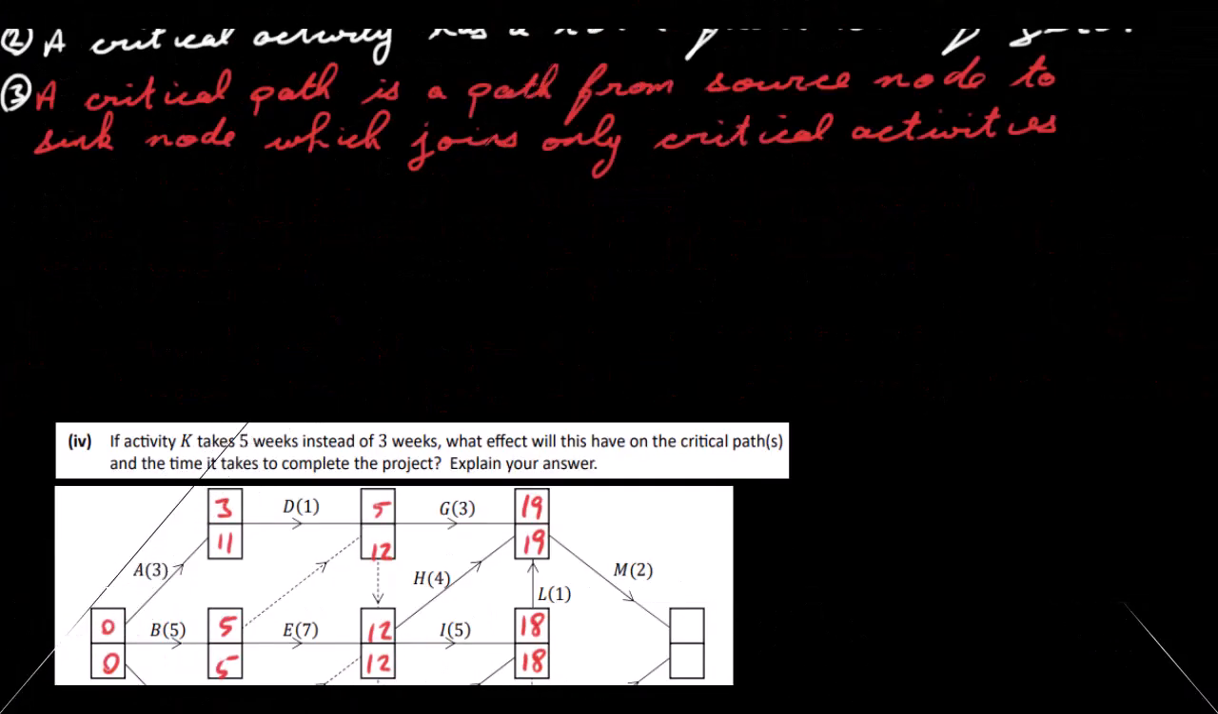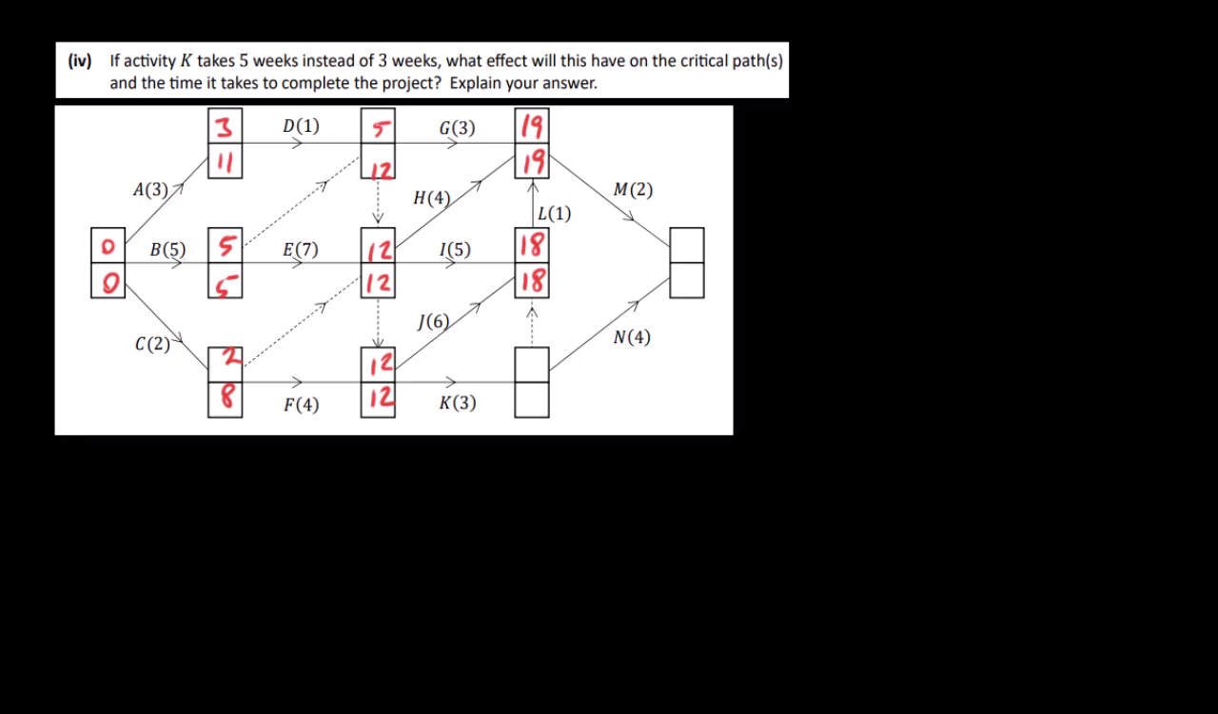Okay, so let's have a look at the next question, part 4. If activity K takes 5 weeks instead of 3 weeks, what effect will this have on the critical paths and the time it takes to complete the project? Explain your answer. So I've filled out the same network, but I've just left these two here blank. So what we're going to do is just change this here from 3 to 5 and see what happens. So activity K takes 5 weeks instead of 3.